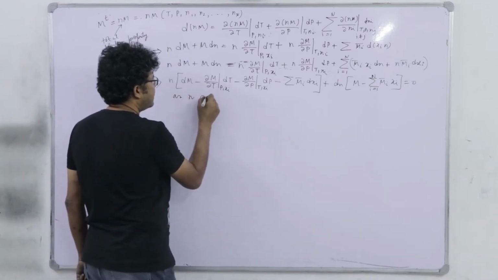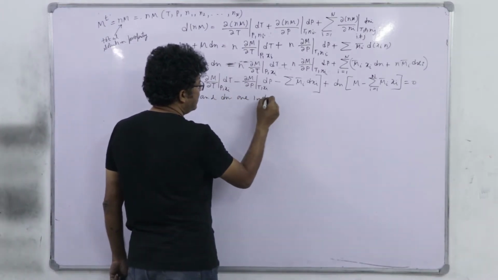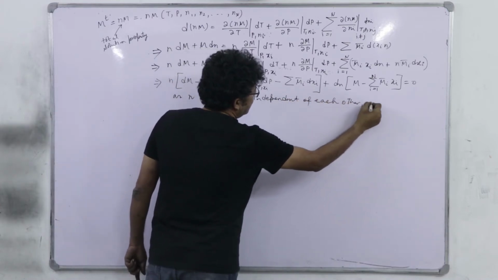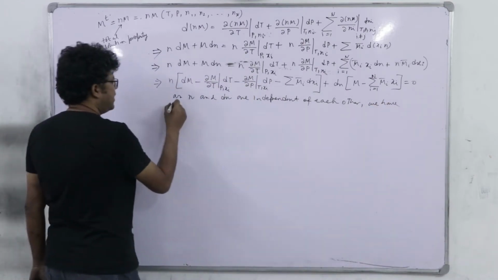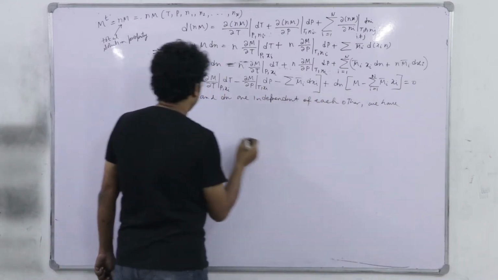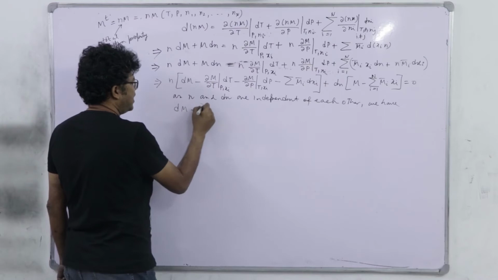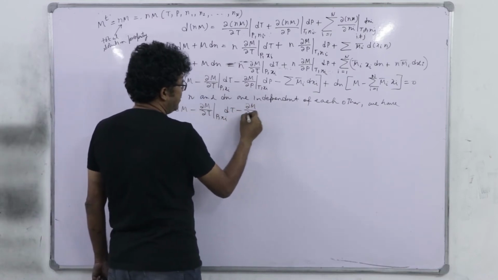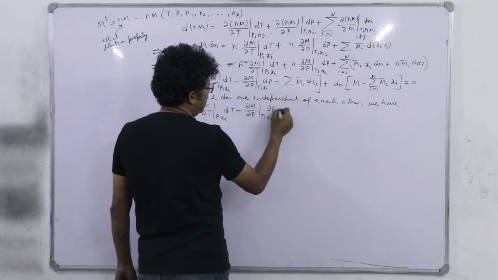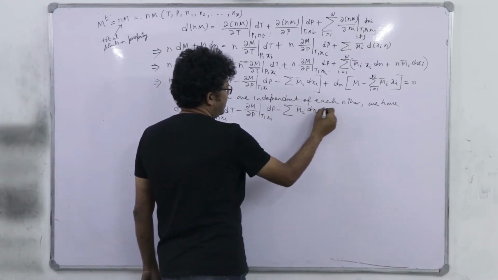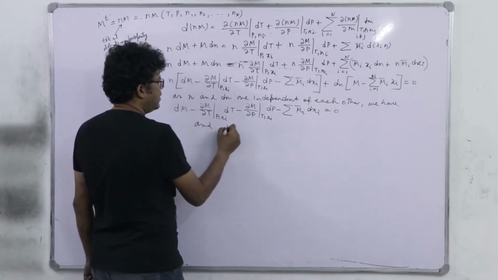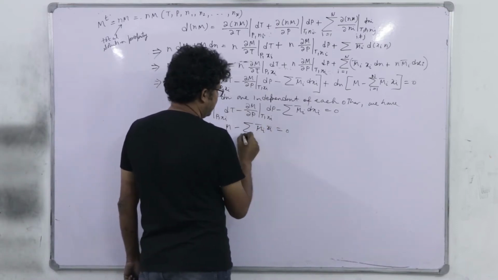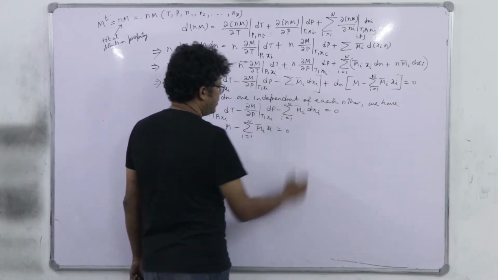So, as n and dn are independent of each other, we have these two terms equal to 0: dM minus (∂M/∂T) at P, xi dT minus (∂M/∂P) at T, xi dP minus summation of Mi bar dxi equal to 0, and M minus summation of Mi bar into xi equal to 0, with i equal to 1 to n.